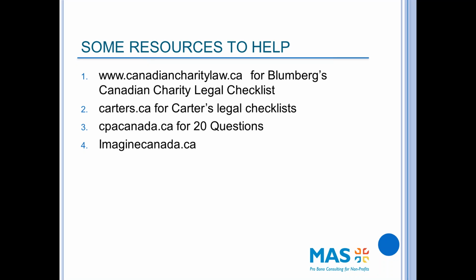There are lots of resources out there on the internet that can help you do this. There are two organizations, Bloomberg's and Carter's, that every year publish either or both of charity legal checklists and nonprofit legal checklists, which will probably scare you when you look at them, but they're very good in helping you identify and think about the risks that you would run in an organization. I put the websites there for Canadian Charity Law, which is where you would find Bloomberg's, and Carter's, the law firm where you would find Carter's.